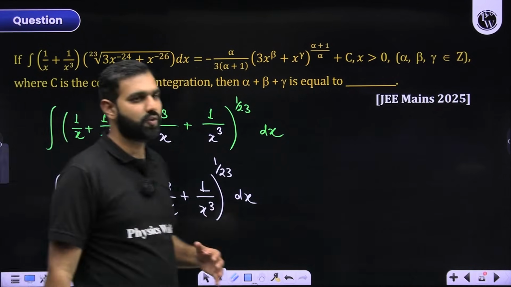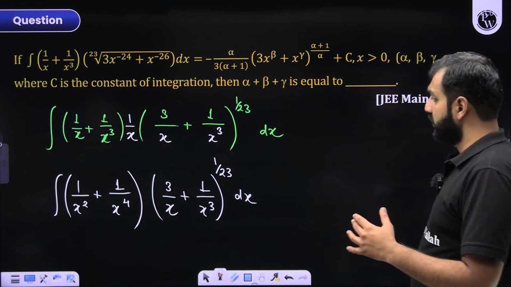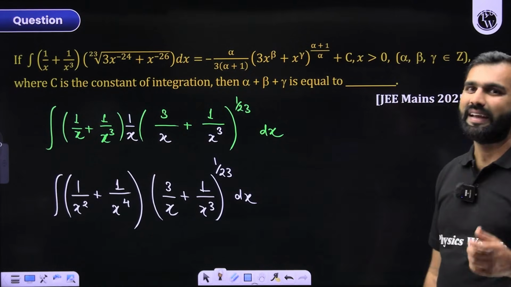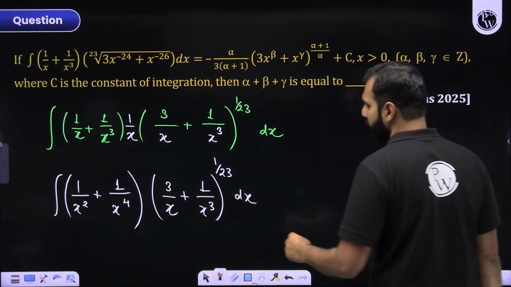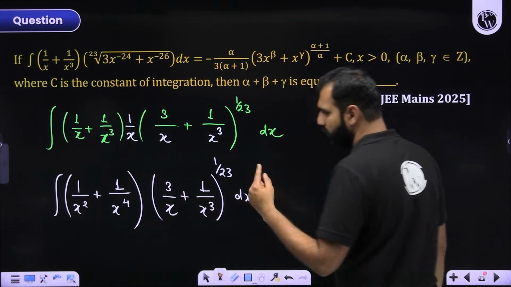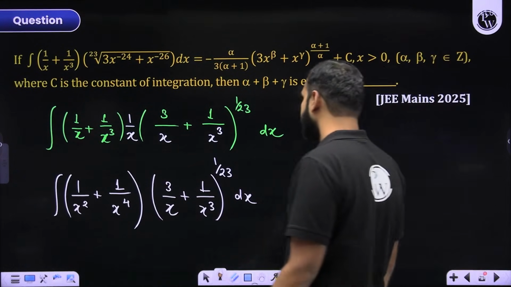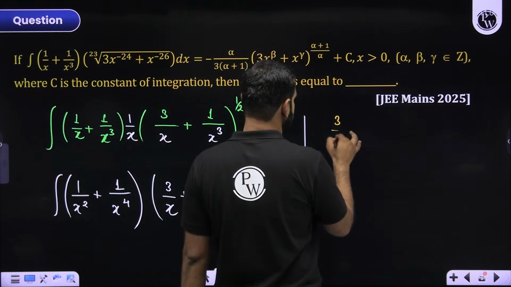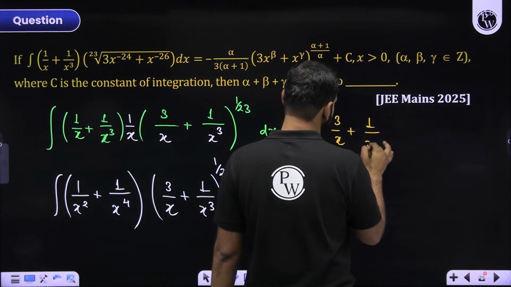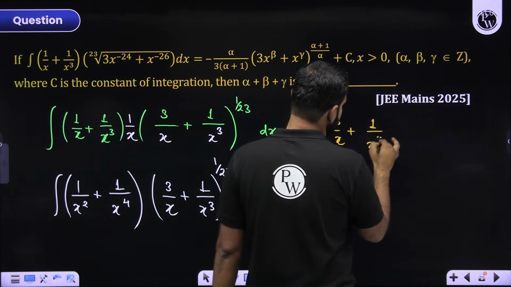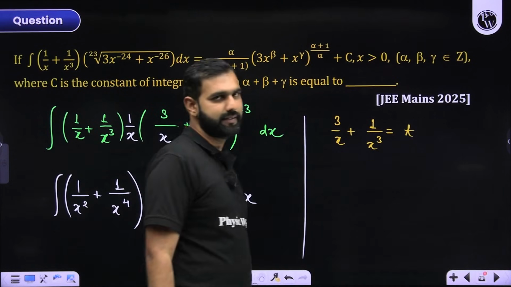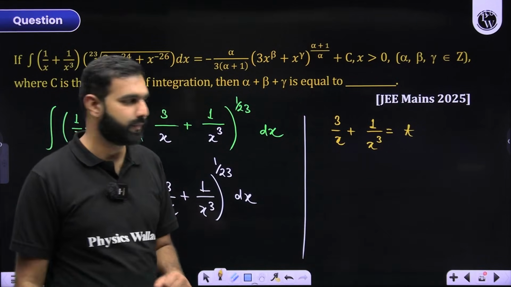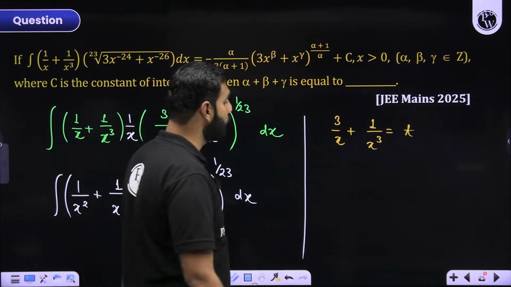So I'm trying to do some arrangements. I'm trying to look at this expression in a slightly different manner so that I can crack it. Now, if I try to use integration through substitution, look at this particular part: 3 upon x plus 1 by x cube. Let us look at this part. If I ask you to assume 3 upon x plus 1 upon x cube as a variable, let's say t, and if I differentiate both sides with respect to x, what do we get?